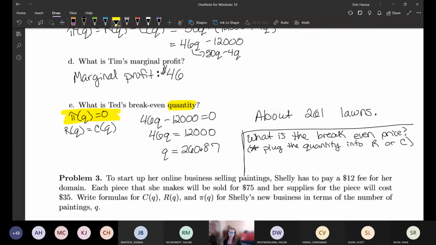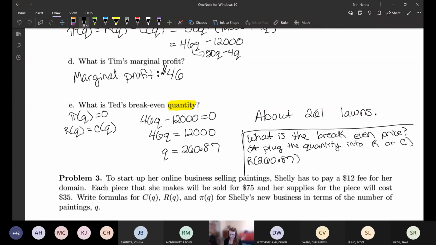What we mean by the break-even price is essentially how much cost does he have to put into it? How much revenue does he have to make before it will break even? So we actually want to know that price point. I like to usually plug it into revenue because revenue is usually a nicer function. So we'll take the decimal point to be a bit more exact here.